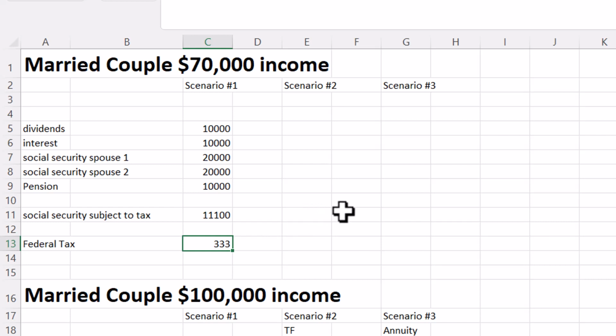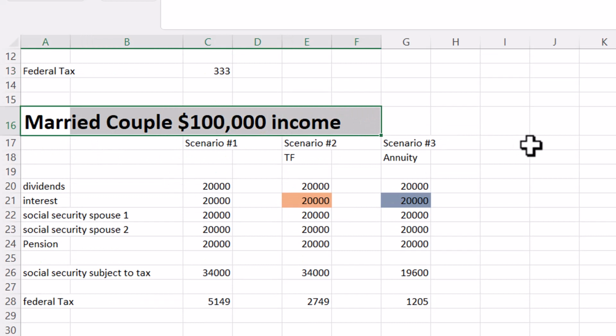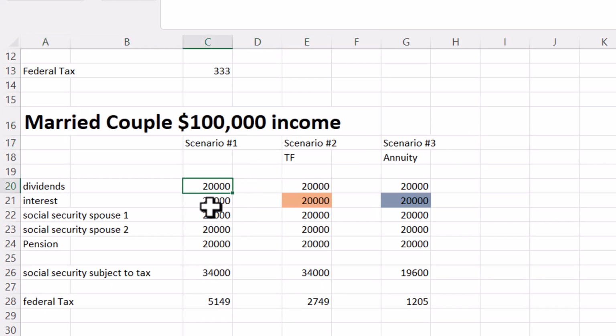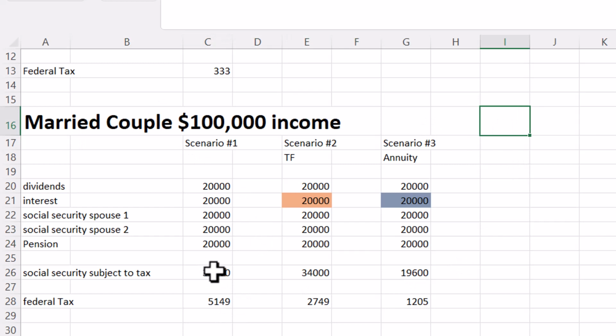Okay. Now, what if this couple has an income of $100,000? Let's change the situation. Dividends and interest here will be $20,000 each. They each get $20,000 of Social Security and a $20,000 pension. So their income, when you add it all up, is $100,000. Of the $40,000 they get in Social Security income, $34,000, 85%, would be subject to tax. So their federal tax bill is $5,100.